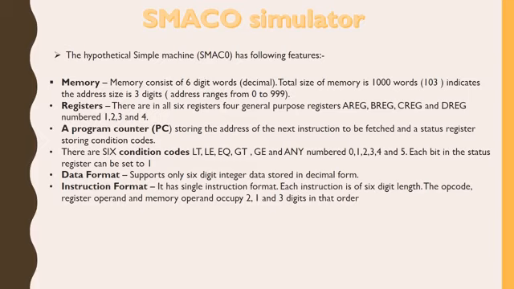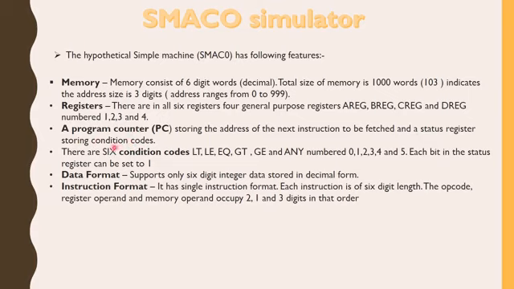Then come the registers. There are six types of registers, out of which four are general purpose registers, that is A register, B register, C register, and D register, and they will be numbered as 1, 2, 3, and 4. Then comes the program counter, that is your PC. It will store the address of your next instruction that is to be fetched, and the status register will store your condition codes.